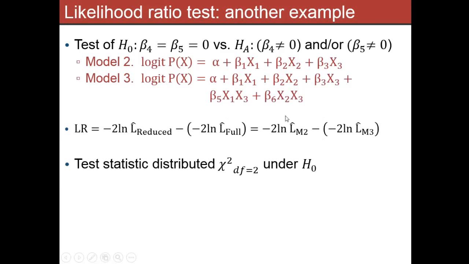Here's a situation where we have 2 variables that we're considering to drop, beta 4 and beta 5. Let's change that.